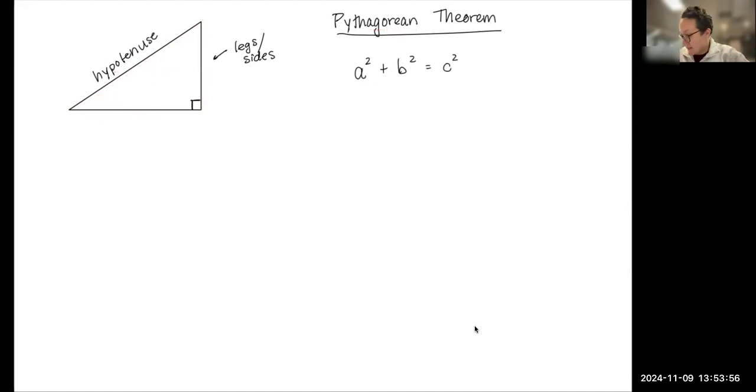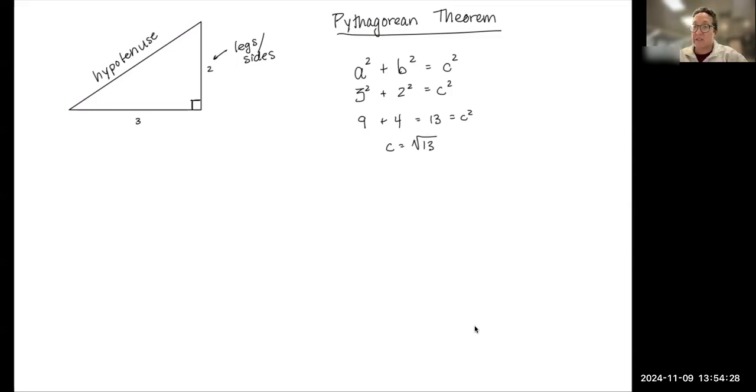So in this case, I think I said 3 and 2. So our hypotenuse would be 3 squared plus 2 squared equals the length of the hypotenuse squared. That's 9 plus 4 equals 13, and that is C squared. So C is the square root of 13. And you could put that in a calculator and get a decimal answer if you wanted.